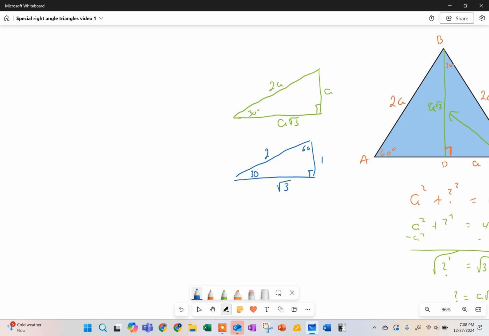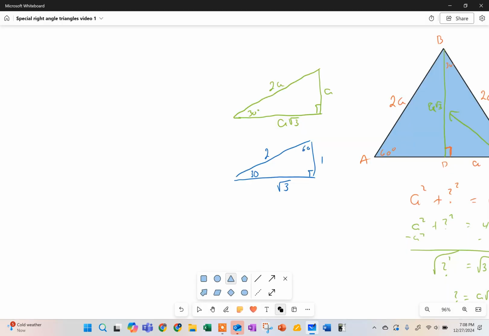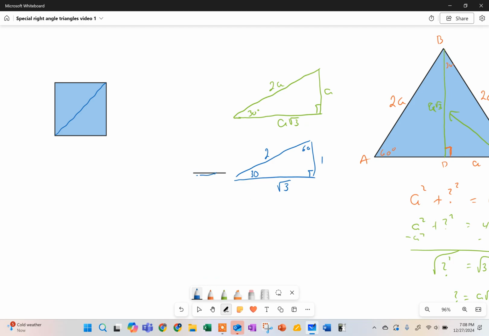Now I'm going to do another triangle. And this one's going to be... I'm going to start with the square. I'm going to cut the square in half, which would mean this is 45 degrees, and this is 45 degrees.